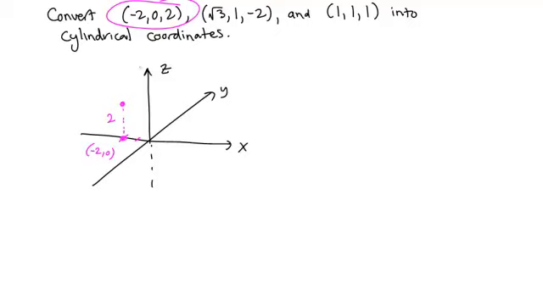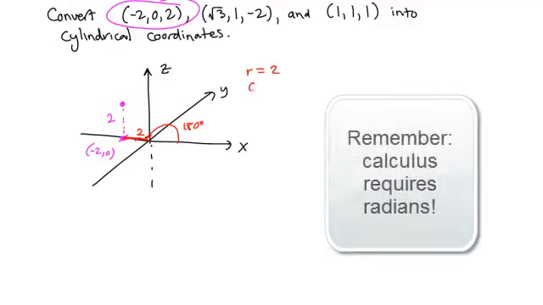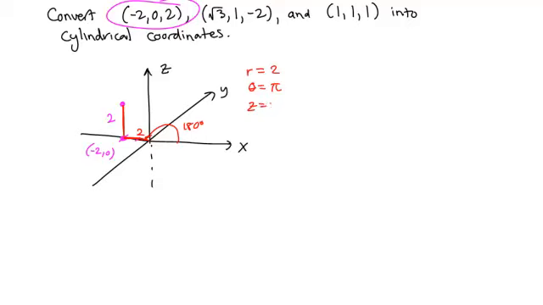Since the projection is 2 units away from the origin, and it makes a 180-degree angle with the positive x-axis, we would know that r would be 2 and theta would be 180 degrees, or pi. Since the z component of cylindrical coordinates is the height, we would know that z is equal to 2, and so the cylindrical coordinates would be r, theta, z equals 2, pi, 2.